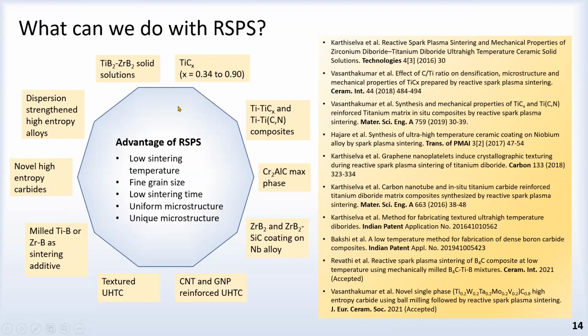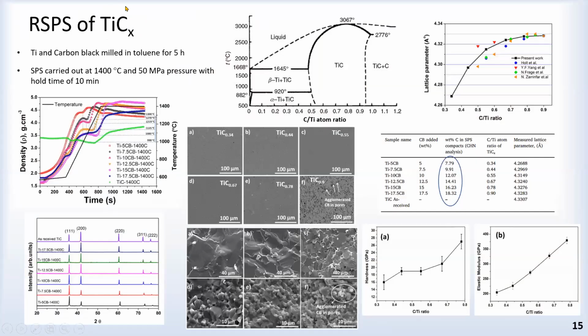So here are our results on preparation of titanium carbide with different carbon to metal ratio. Essentially, we take carbon and titanium in different amounts, and we ball mill them, and then we do reactive spark plasma sintering at 1400 degrees centigrade, and we are able to get this rock salt type structure. When you look at the cross section, you can see it is fully dense.